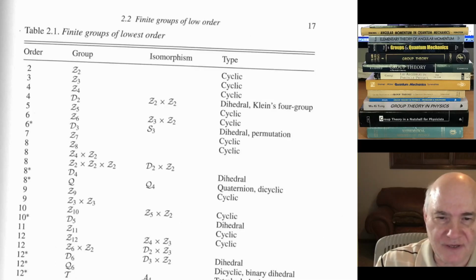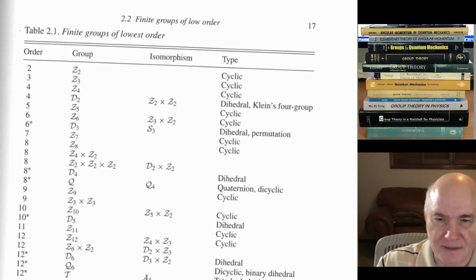7 elements is cyclic. 8 elements, there's 5 different groups. There's a cyclic group. There's a group called Z4 cross Z2, which is abelian. There's a group called Z2 cross Z2 cross Z2. Then there's D4, which is dihedral group, which I mentioned earlier. This is non-abelian. And then there's another non-abelian group called Q, or Q4, which is quaternionic. They sometimes call it dicyclic.